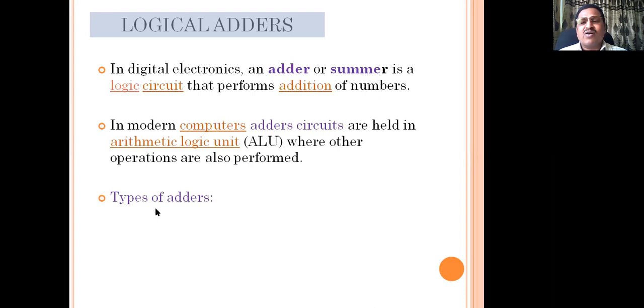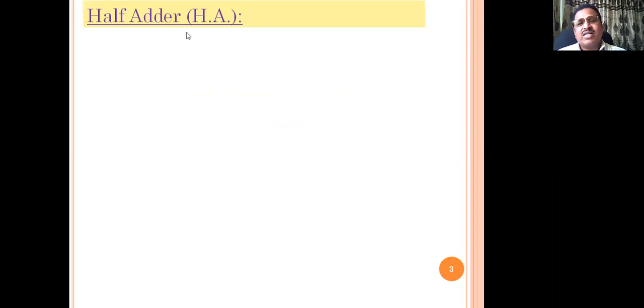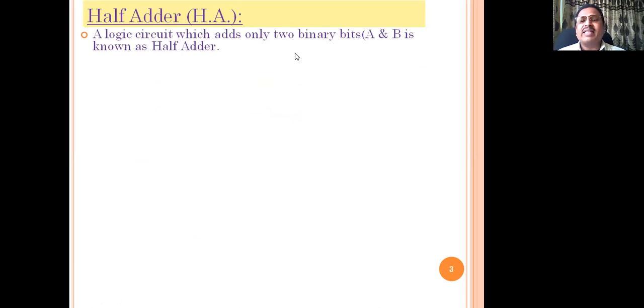There are two types of adder circuits. First one is the half adder, which can add two binary bits only. And the second one is the full adder circuit, which is used to add three binary bits. We'll learn both of them one by one in brief, beginning with the first, half adders. In short, HA, a logic circuit which adds only two binary bits.